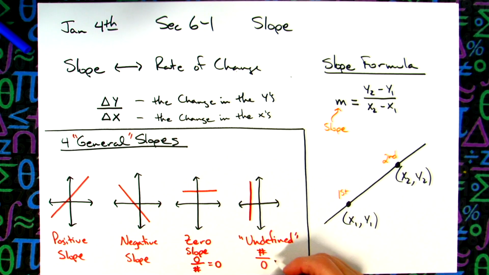All right, but this will be, we will write undefined. I don't want you to write error. I want you to write undefined because we're referring to it as a slope. So when 0 is on top, your slope is 0. When 0 is on the bottom, it is undefined. Okay, so maybe a little bit more detail than what you got in middle school.